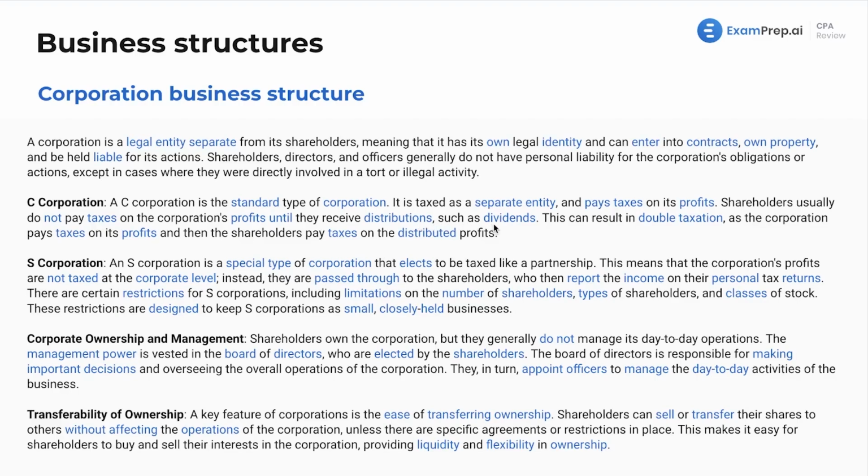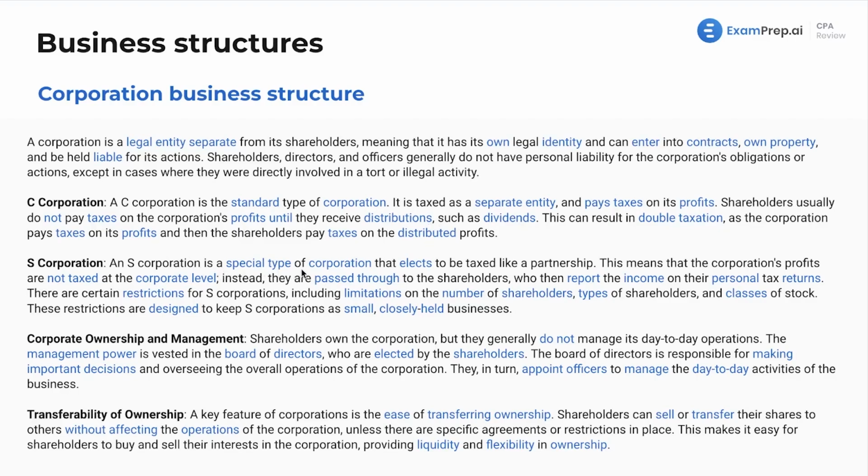So if the corporation decides not to distribute dividends for 10 years and then pays them all out in the 10th year, no one's going to get taxed until those dividends are actually distributed. This can result, and will result, in double taxation as the corporation pays taxes on its profits and then the shareholders pay taxes on the distributed profits.